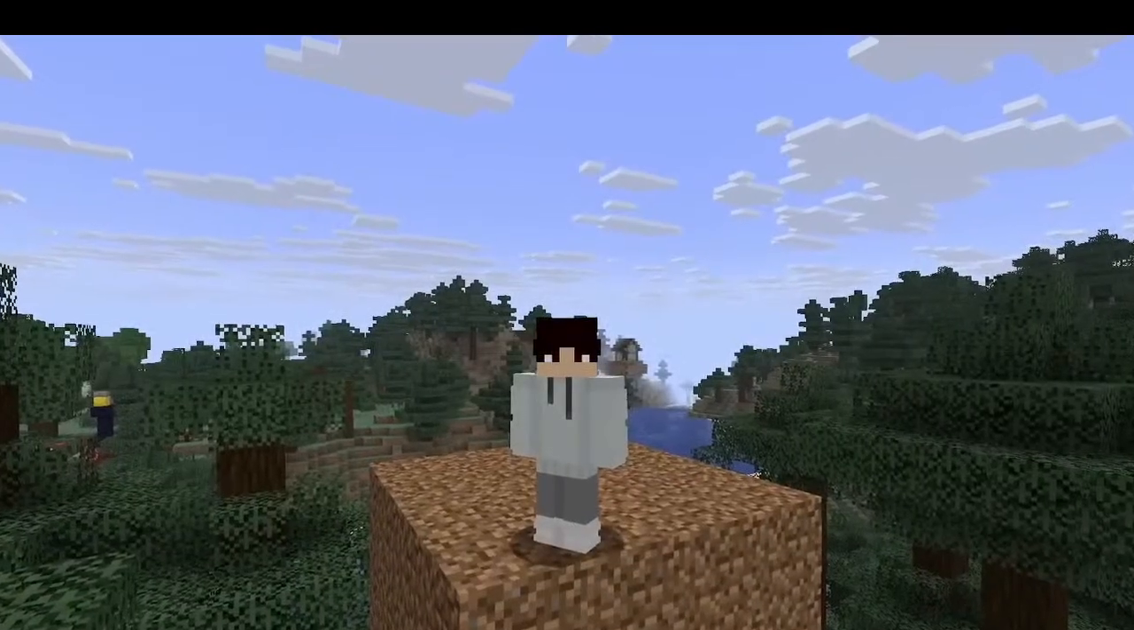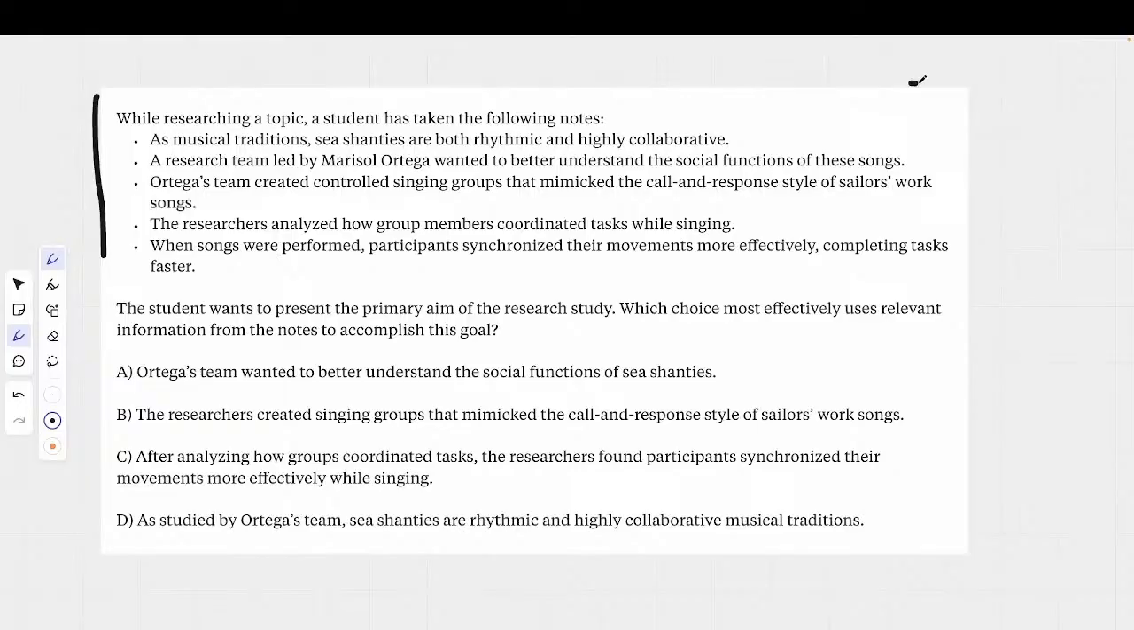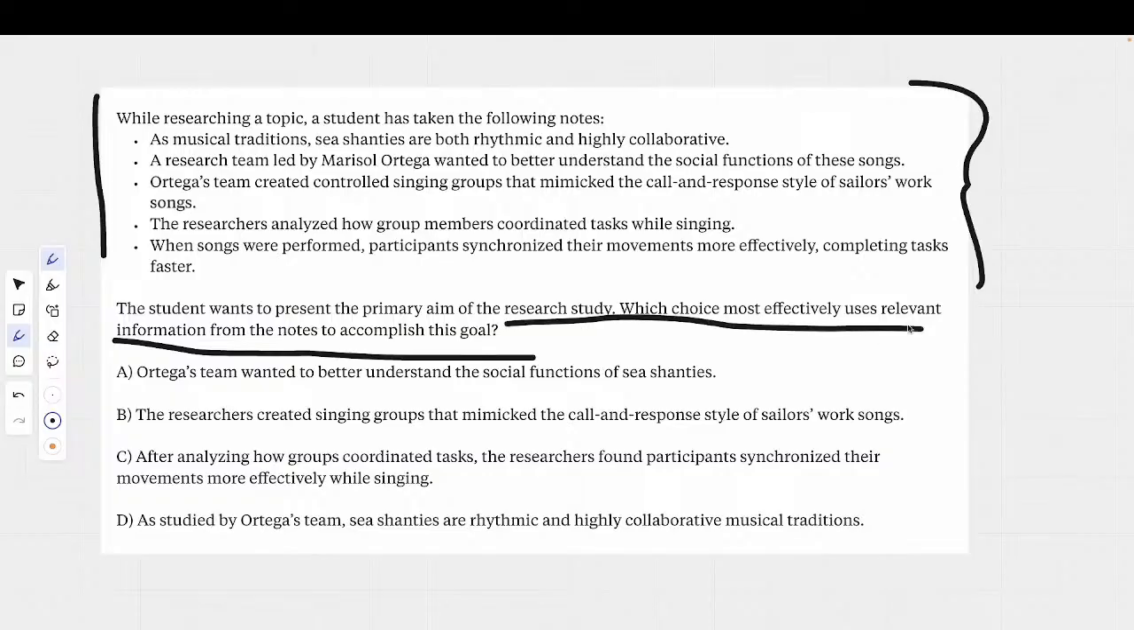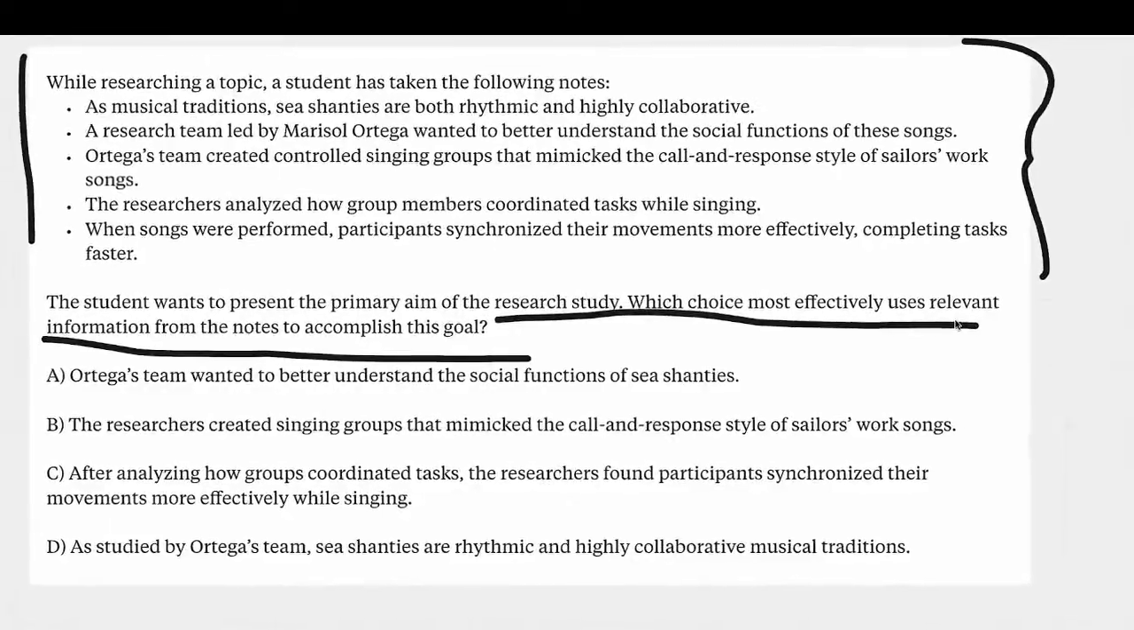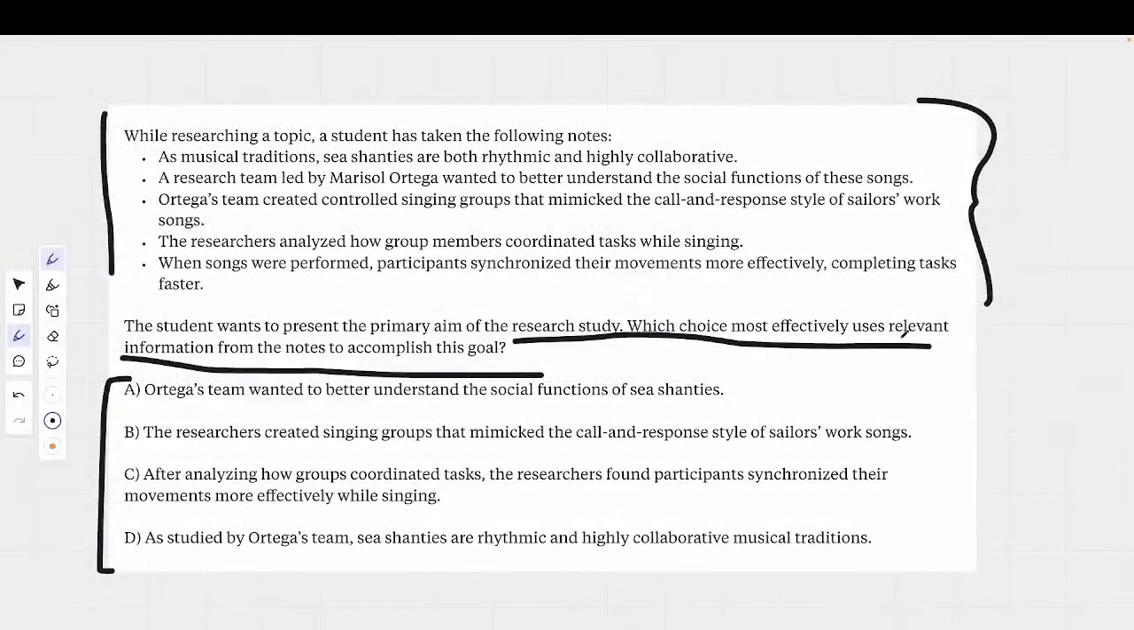But here's a helpful trick for these problems. You almost never actually need to read the notes. All you have to do is read over the question and then pay careful attention to try to find the choice that most answers the question. When I say most answers the question, I mean which one really adheres to the contours of what the question is asking. Which choice most effectively uses relevant information to accomplish this goal of presenting the aim of the study. So a bunch of these are going to be kind of correct, but the only one that actually talks about the aim of the study is this one, because it's the only one that says what they're trying to do, better understand the social function of sea shanties.